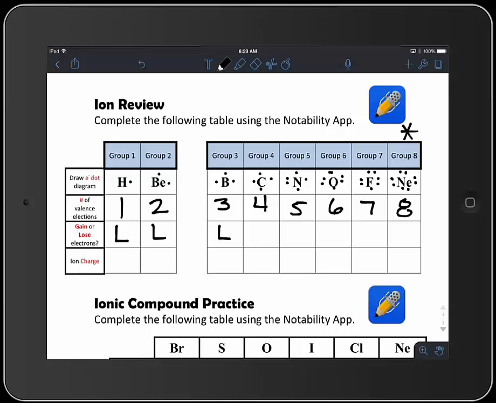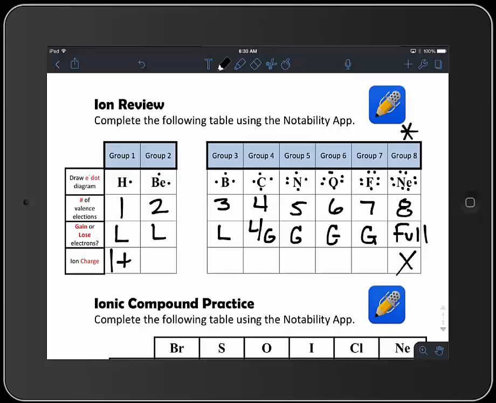Now group 4, those can lose or gain because it's equal. The next one, it's easier to gain 3 than to lose 5. These are a gain, and same with these are a gain. Now remember, 8 is already full, so those aren't going to have any ionic charge at all. Now when group 1 loses that 1 negative electron, that's going to cause it to be positive, a positive 1.